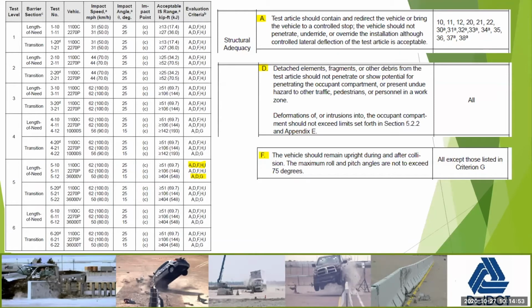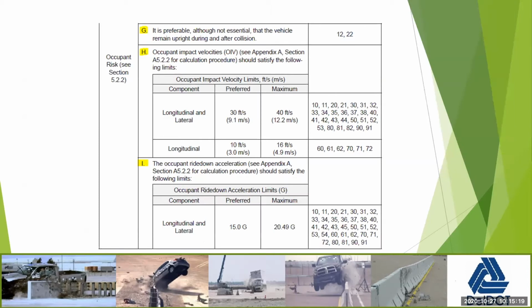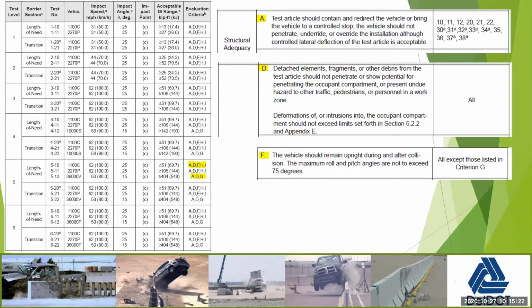Now what I'm going to do is walk you through an example of what MASH compliance actually means and go through the testing and evaluation process. Highlighted here, we're going to look at the TL5 test level. This is for longitudinal barrier. This is what's in the MASH manual. I want to note that MASH prescribes the test numbers, the 510, 511, and 512, and the test vehicles used for those crash tests. It also prescribes the speed and the angle at which the vehicles will be impacting. And it also tells you the evaluation criteria in this last column on the right.